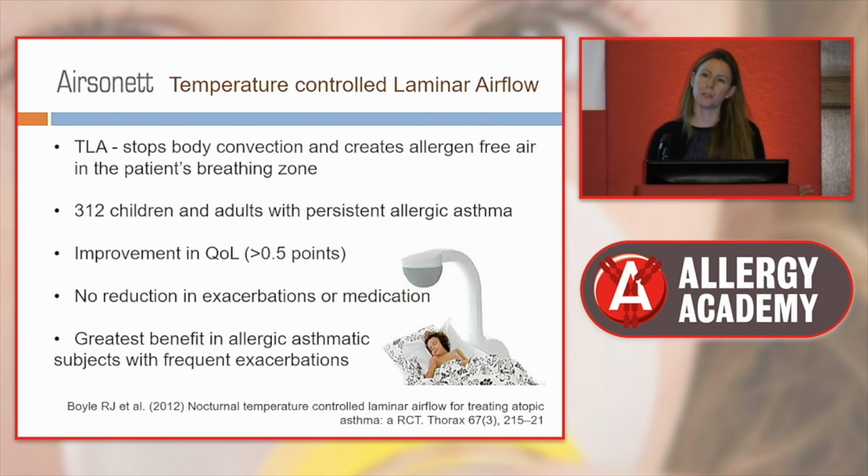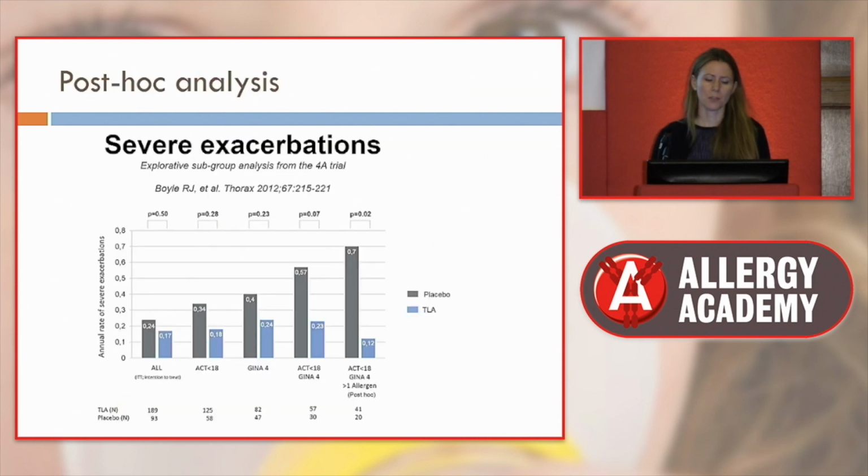This is very important in terms of justifying this for quality of life measures and NICE guidelines. So they don't just want quality of life, but they also want a reduction in exacerbations. So this is a post-hoc analysis which was done to show that the more severe asthmatics benefit more from this AirSonet treatment. You can see here that in the intention to treat group overall, there was no significant reduction in severe exacerbations between the group that had AirSonet and those that did not.